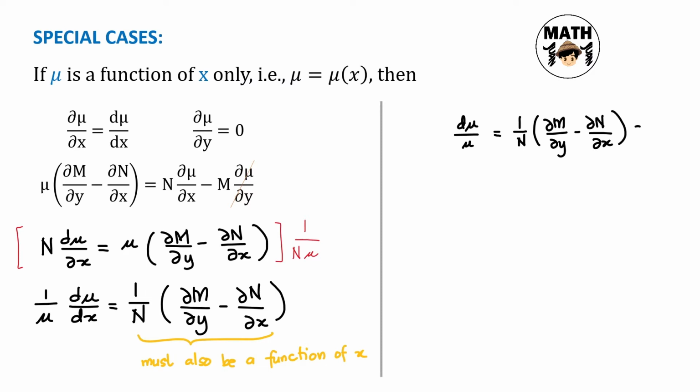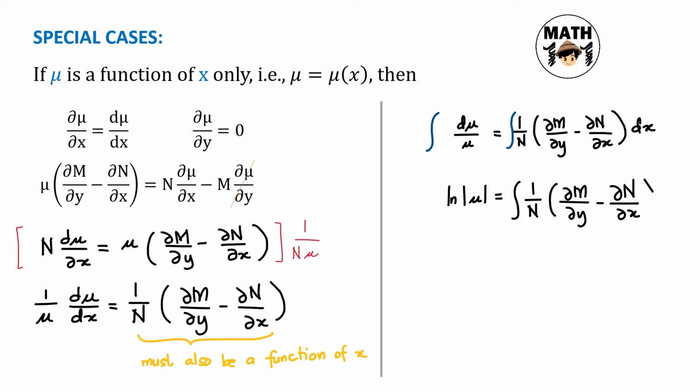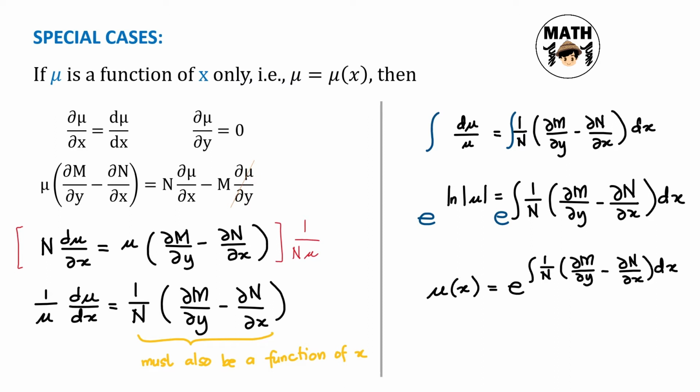So we now just have to integrate. Then applying the formula for the natural logarithm for the derivative of mu with respect to mu, we'll get ln of mu equals the integral of the right-hand side. Now, since we want to solve for mu, what we'll do is take e to both sides and we'll finally solve for mu as a function of x that is equal to e raised to the integral of 1 over N times the partial derivative of M with respect to y minus the partial derivative of N with respect to x, dx. This is now the integrating factor mu if mu is only a function of x.